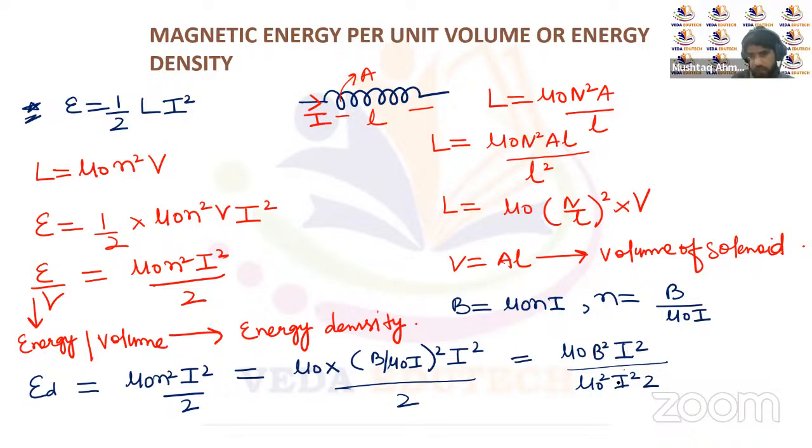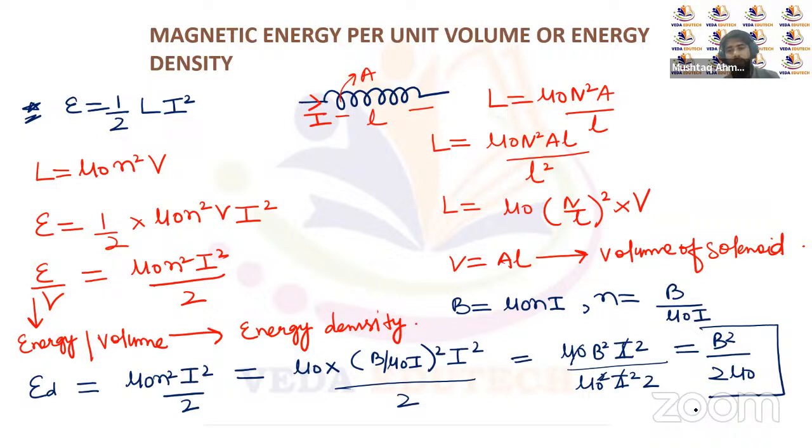So from here, I squared and I squared will get cancelled, mu naught and mu naught will get cancelled, we'll be left with B squared upon 2 mu naught, right? So this is the energy density stored in this inductor. So the energy density of an inductor is nothing but B squared upon 2 mu naught. So B squared upon 2 mu naught is the energy density for this inductor.